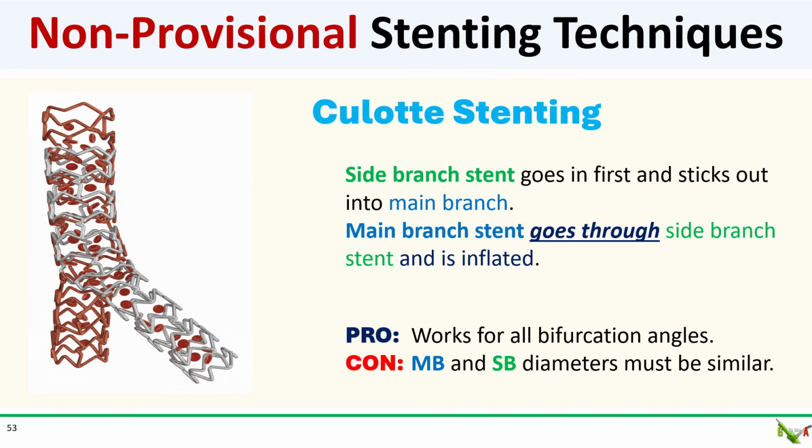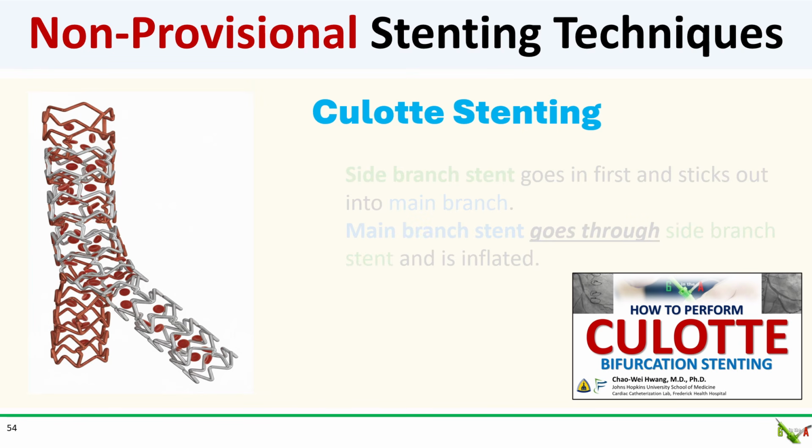And like crush, Culotte also works for all bifurcation angles. And unlike crush, you won't end up with 3 layers of stent material. However, one limitation is that the diameters of the main branch and the side branch must be reasonably similar so that the proximal parts of their stents can be stretched to the same diameter. Culotte can be fairly difficult to do well, and if you're interested, check out my video on this channel on how to do Culotte bifurcation stenting.